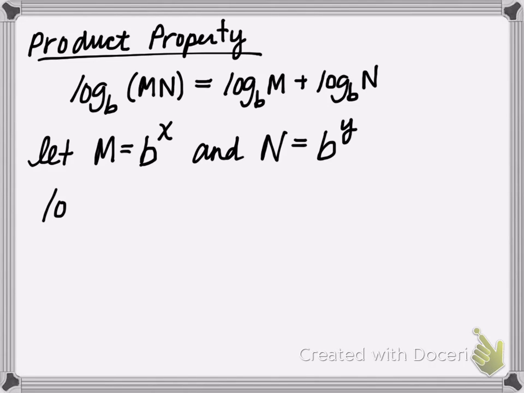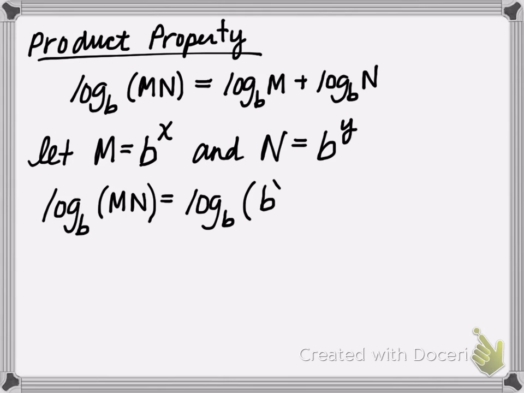Now let's see what this looks like when we rewrite log base b of m times n, now that we have another way of defining m. That'll give me log base b of b to the x power times b to the y power. But now you see in this argument we have multiplication and the same bases. So we'll use our property of exponents, which says that we can add the exponents.